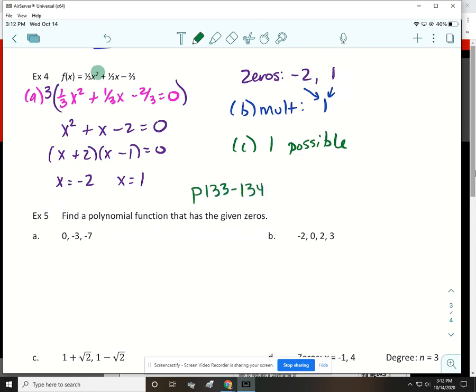All right, so I want you guys on page 133 to 134 to do 1 through 6, 20 through 30 even, and 36 through 46 even.